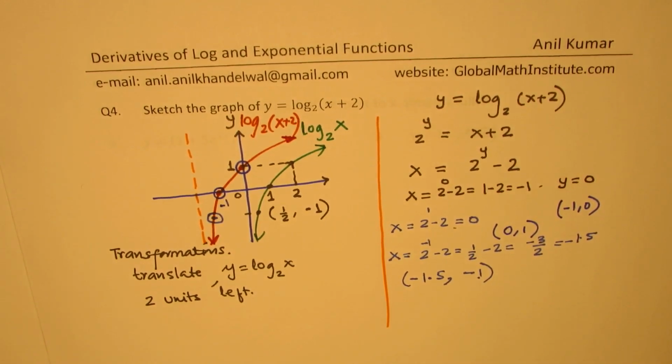So we did the reverse calculation to find the points, writing the function in exponential form. I hope that makes sense, right? So that is a neat way of writing the logarithmic function and then getting the points. And this is without a calculator, right? So I hope that makes sense.